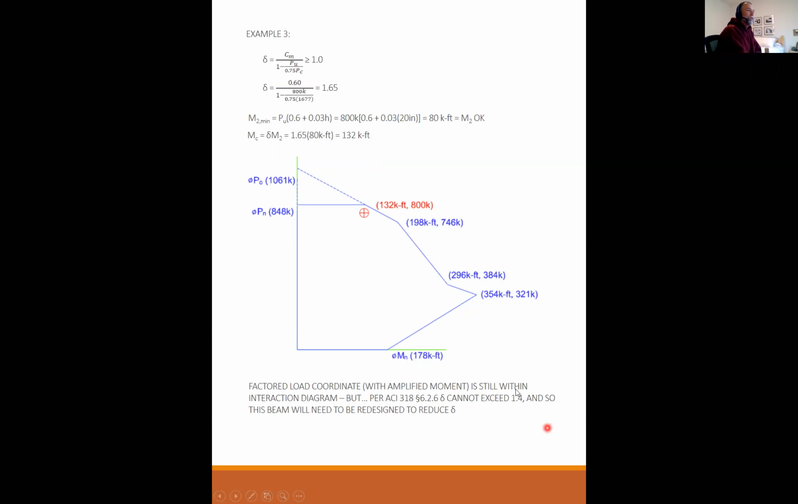So this is obscure. It's a prescription, but it is in there and you guys need to know about it. So it works according to the mechanics, but it doesn't work according to ACI prescription. Any questions about example number 3? Okie dokie. Let's talk about sway columns then.